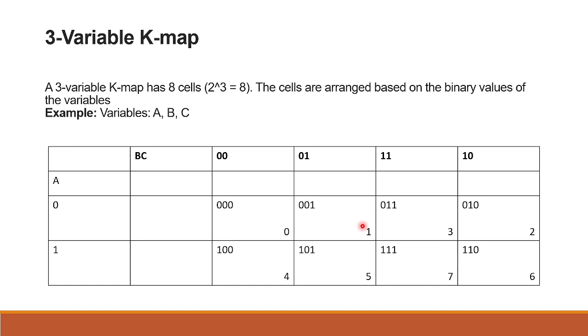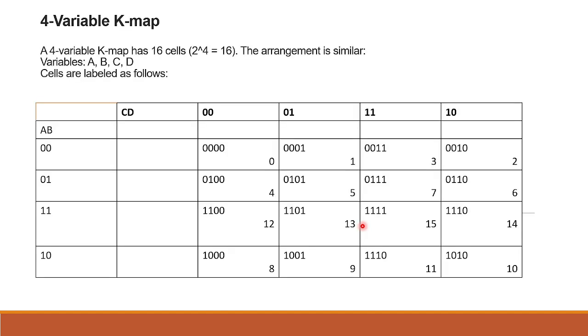Now we'll move on to the next one, which is a 4 variable K map. As I have already told you, 2 raised to power 4 is equal to 16, which means for 4 variables we require 16 cells. Here the arrangement is AB on the left side and CD on the top side. Their binary values are distributed here: AB as 00, 01, 11, 10, and CD as 00, 01, 11, 10.